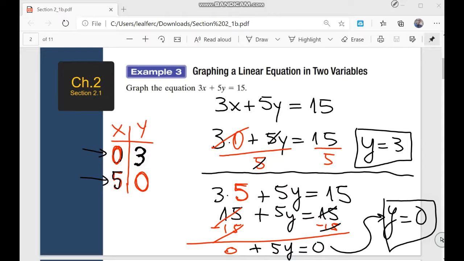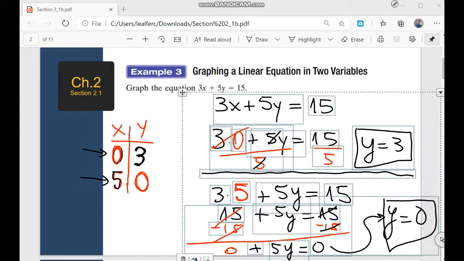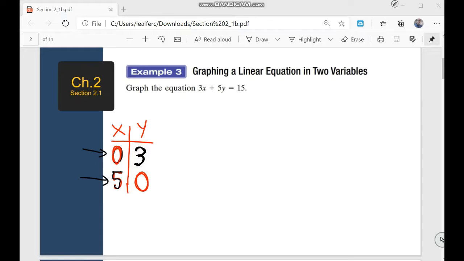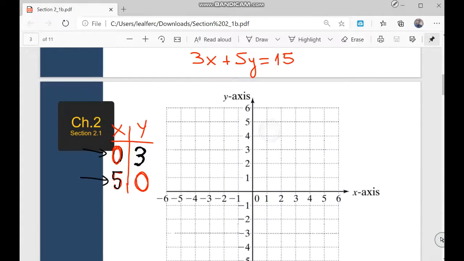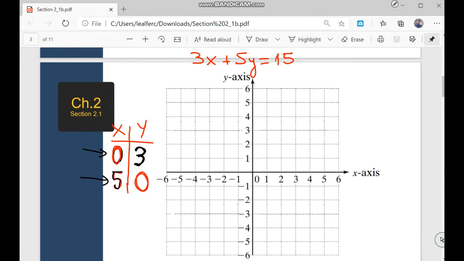Now let's go to the rectangular coordinate system. Let's plot these 2 points. Let me clean this up. I'm going to write down up here the equation so I don't forget. 3x plus 5y equals 15. So here is the equation. And let's plot in the rectangular coordinate system.